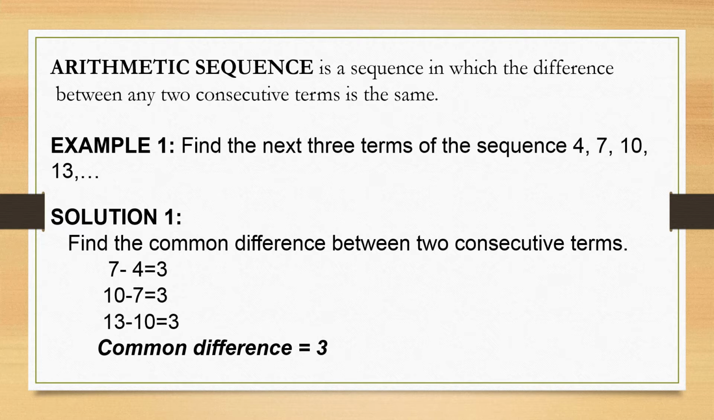So as we observe, the first difference we have is 7 minus 4, that is 3. 10 minus 7, we have 3. 13 minus 10 is 3. So they are actually equal. So therefore the common difference is equal to 3, and it signifies that the given sequence is an arithmetic sequence.